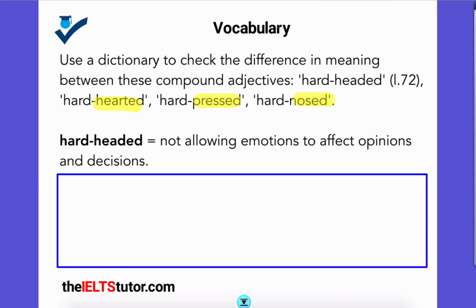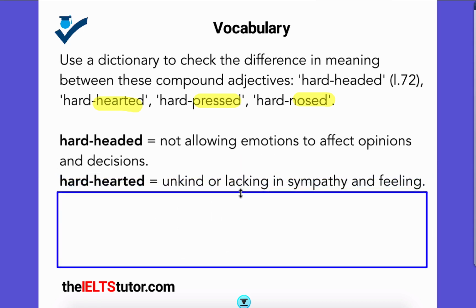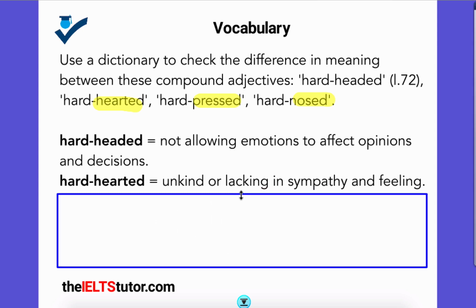Okay, so it's something to do with the heart. So the opposite of hard-hearted would be soft-hearted. So if you're a very soft-hearted person, you're a very kind person. You're very soft, very gentle. Okay, so hard-hearted is just the opposite. It just means that you are unkind, or you have no sympathy or feeling whatsoever. So if you're a hard-hearted person, you're not very charitable to people who are suffering, maybe.